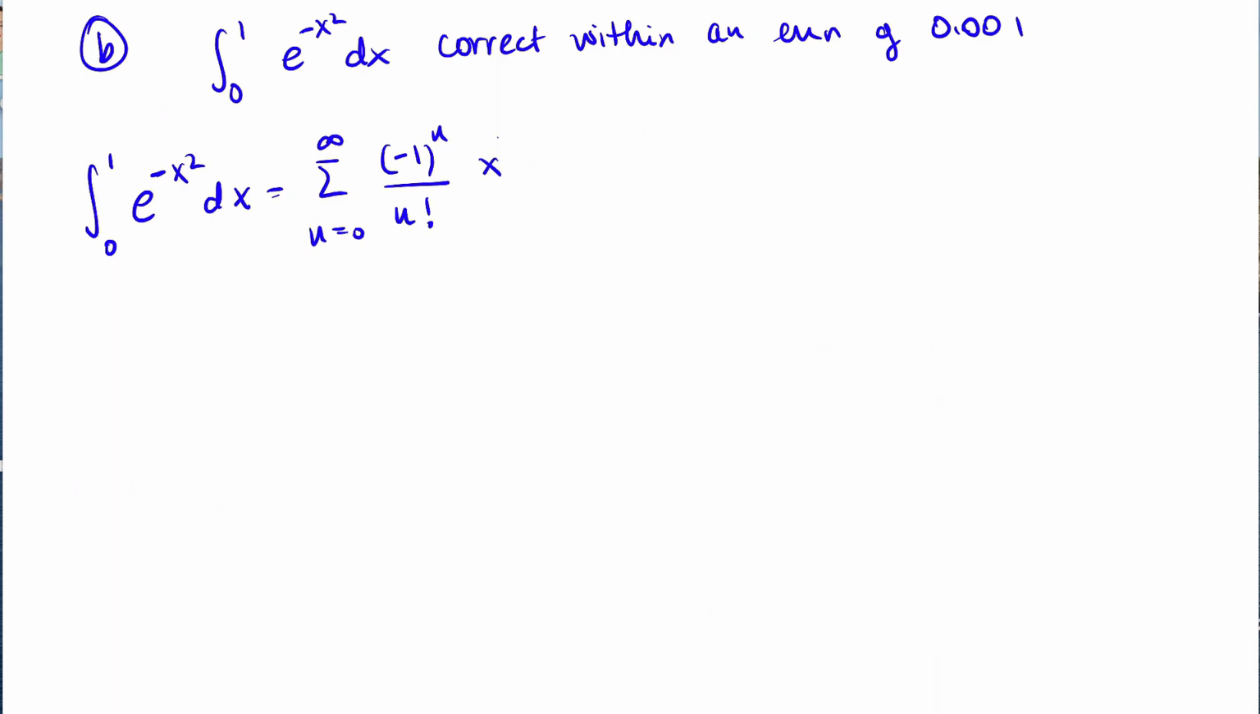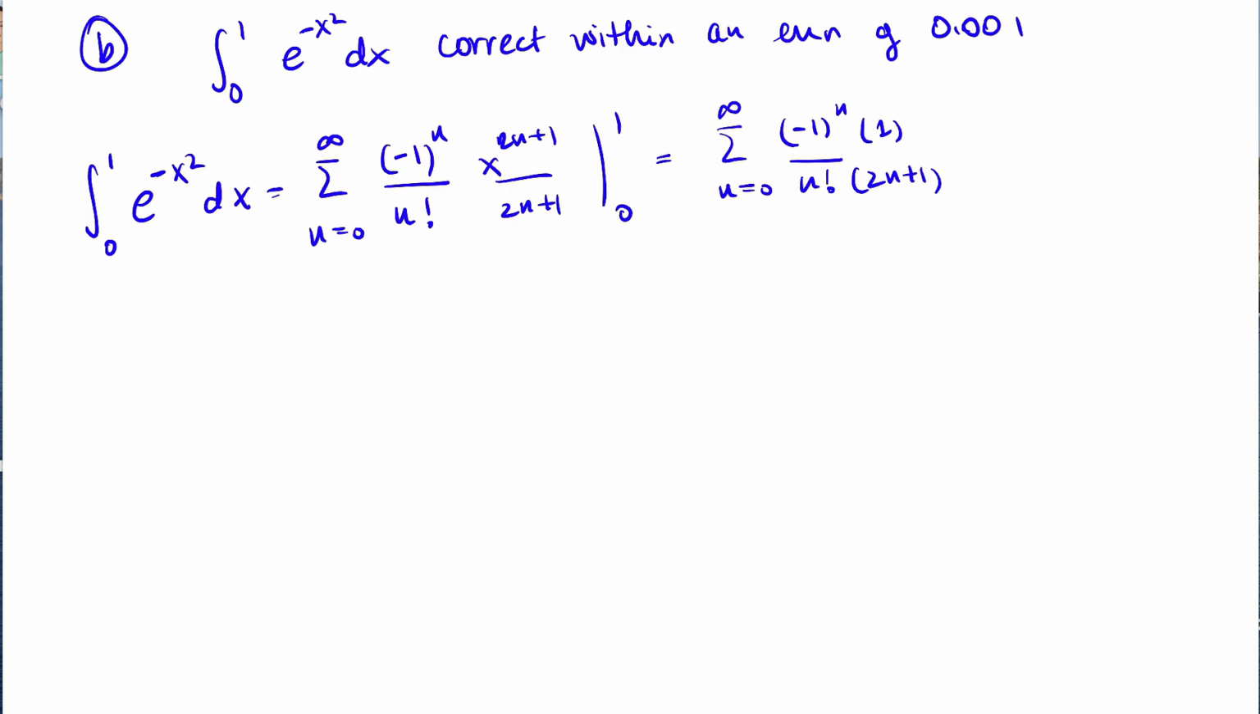over n factorial x to the 2n plus 1 over 2n plus 1 evaluated from 0 to 1, which is equal to the sum from n equals 0 to infinity of negative 1 to the n over n factorial. And then here we have 1 to the 2n plus 1 divided by 2n plus 1, minus the same series evaluated at 0. So negative 1 to the n, 0 to the 2n plus 1 over n factorial times 2n plus 1. Now, notice that this right here is equal to 0 because I'm starting at 0.